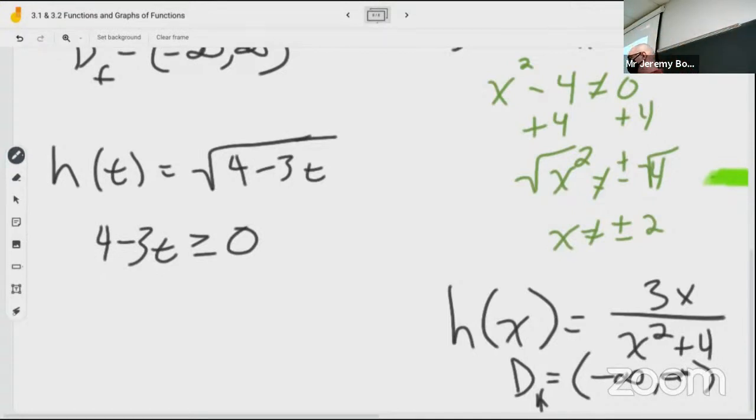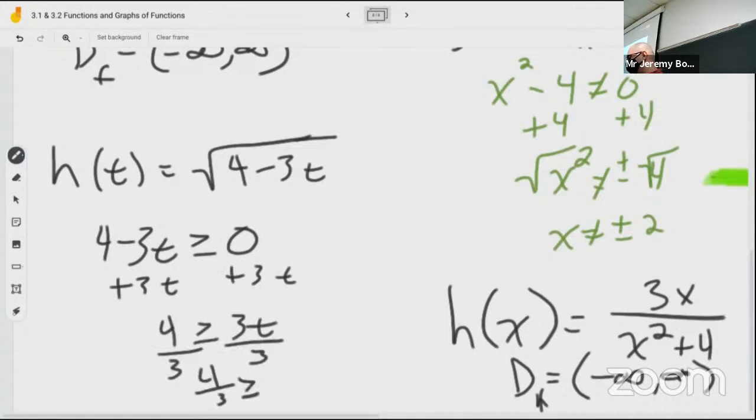So, got a few options here if you want to solve it. I like to add 3t to both sides. So let's do 4 is greater than or equal to 3t, divided by 3. And so you have 4/3 is greater than or equal to t, which means that t is less than or equal to 4/3. All right, I just flipped the inequality around. I didn't change the sign, I flipped the sides. Any questions on that?